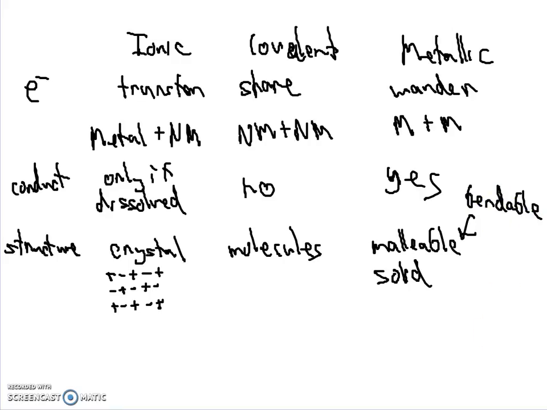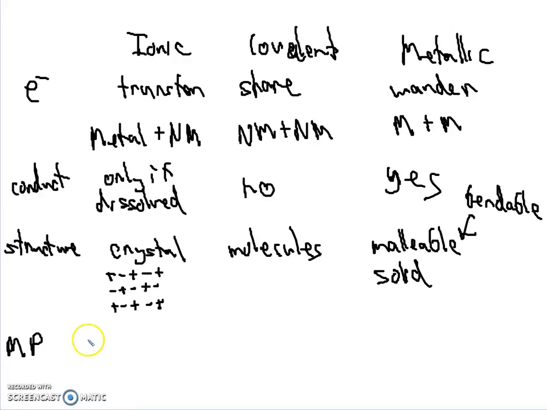So like a paperclip is bendable. Some metals are more bendable than others, obviously, but generally metals are going to be more bendable than ionic. If you bend a metal, it bends. If you try to bend a crystal, it just snaps. Okay. What about the melting point?